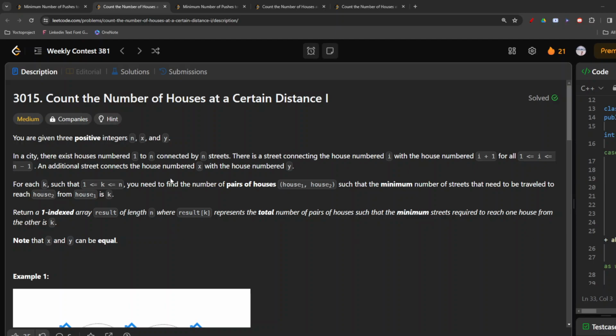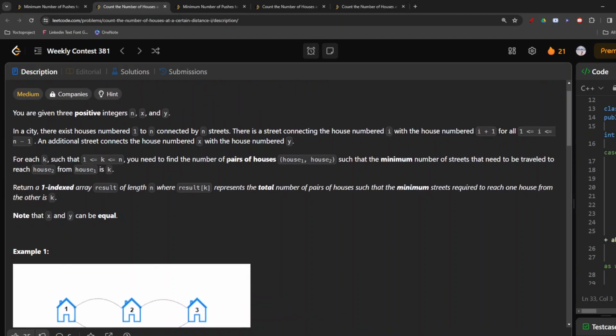So now we are going to do the LeetCode weekly challenge. Second question, count the number of houses at a certain distance. Okay, so let us first read this question, then the constraints, and then some examples, and then finally the coding part for the same. So you are given three positive integers n, x, y.